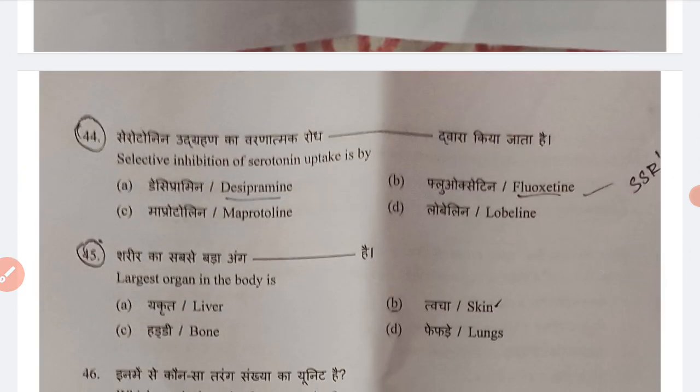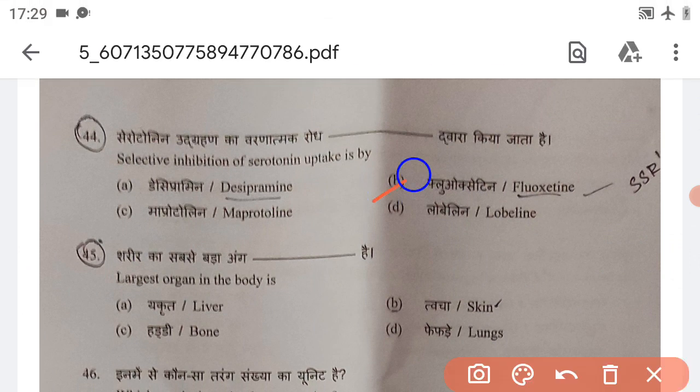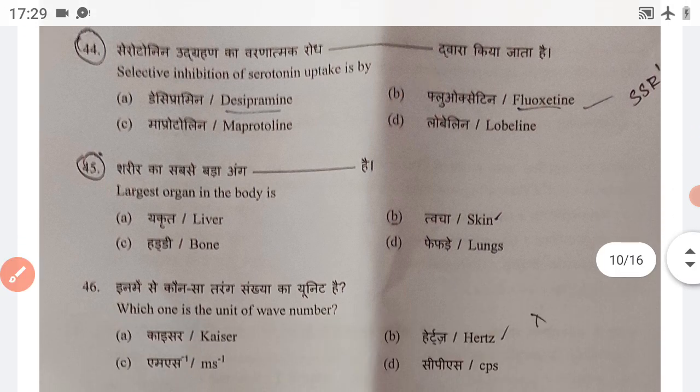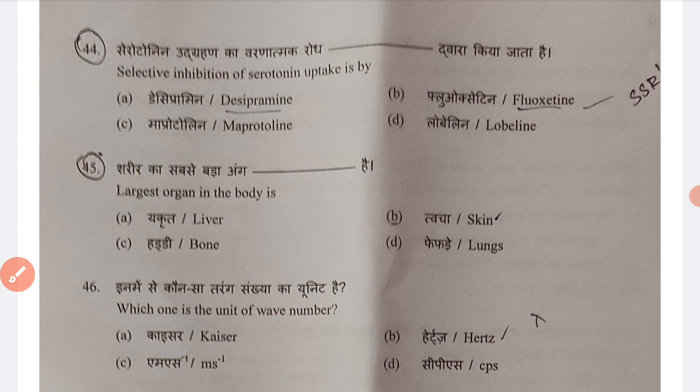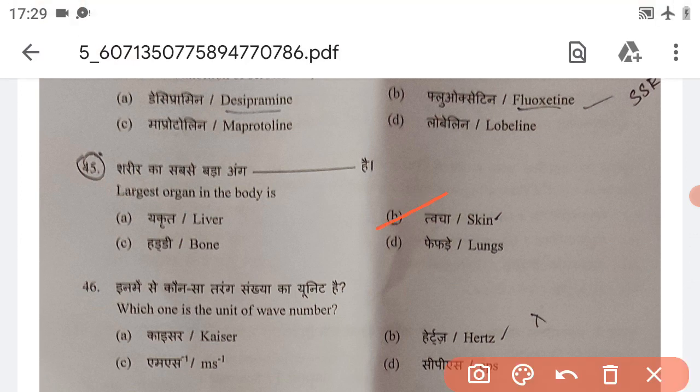selective inhibition of serotonin uptake is by fluoxetine, which is an SSRI example. The largest organ of the body, the right answer is skin. Liver is the largest gland.